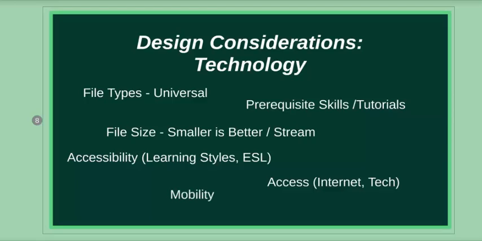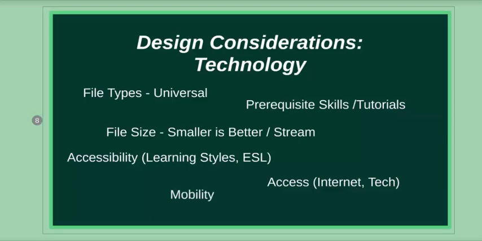You're going to be looking at file size. Smaller is always better, and streaming is definitely recommended. For example, we encourage faculty to use YouTube because YouTube compresses the videos, it streams them so that even on a slow internet connection, students can still watch the videos, and they can watch them from most devices, including mobile devices, so it increases accessibility.